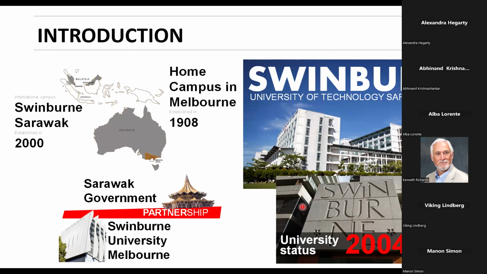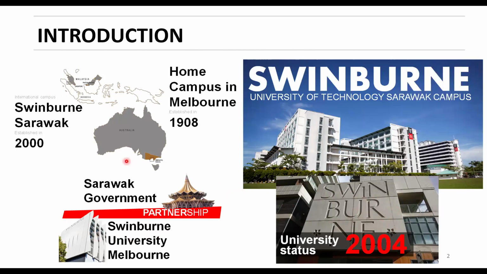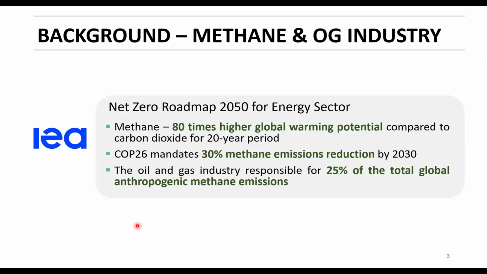What's interesting about the university's business model is that it is a partnership between the Sarawak state government. Sarawak is particularly the state that is in Malaysia, on the east side of Malaysia. And it's a partnership with the state government and Swinburne University in Melbourne. So myself and my team, we are based in the Sarawak campus that is on the east side of Malaysia.